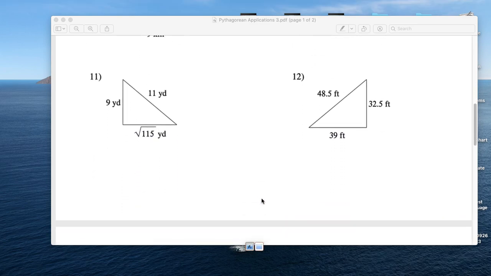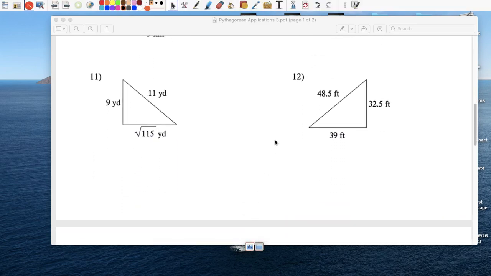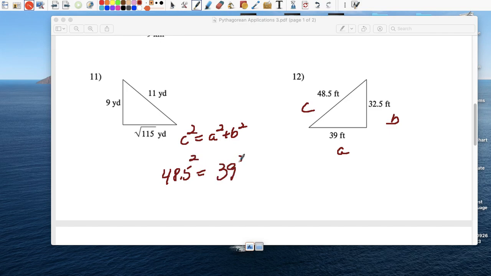All right, so let me just label this. So this would be C, A, and B. So we get 48.5. Right, C squared equals A squared plus B squared. 48.5 to the second power equals A, which is 39 squared. And again, A and B are interchangeable, so it doesn't really matter. So 32.5 to the second power.